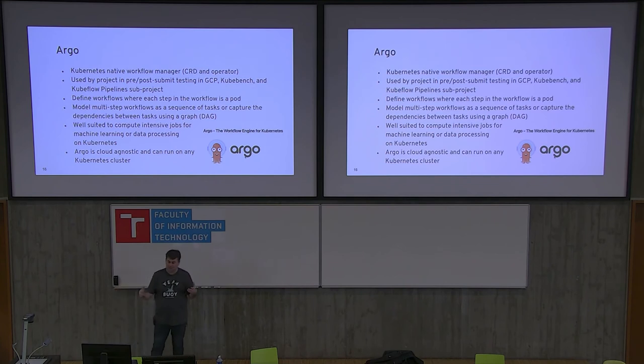So at the application level, it's used within the Kubeflow pipeline project. There's also Kubebench, which is basically a Kubernetes machine learning platform benchmark test. But for the community itself, it actually drives our pre- and post-submit workflows. So when we're ready to approve a pull request and merge that into our master, even as the pull request is put up there, it's put through a pre-submit test and then submitted to a test again. All that is controlled by Argo.